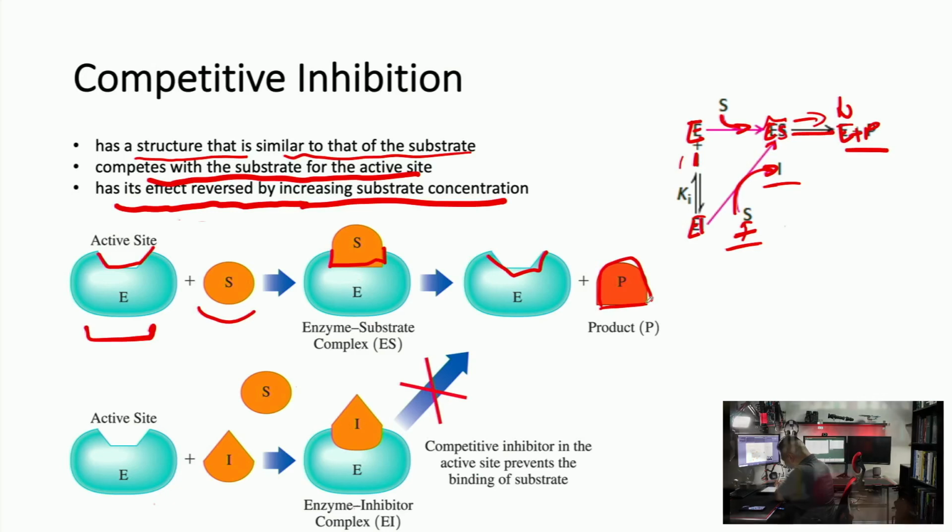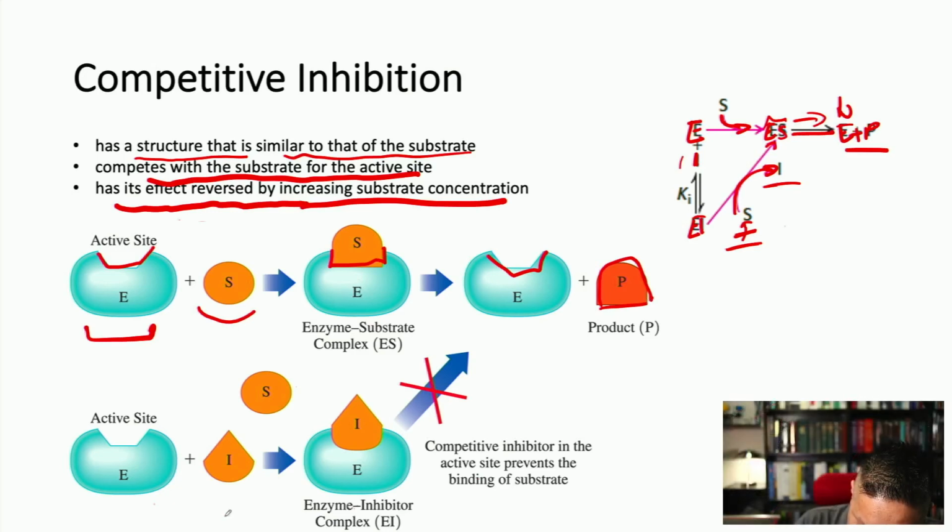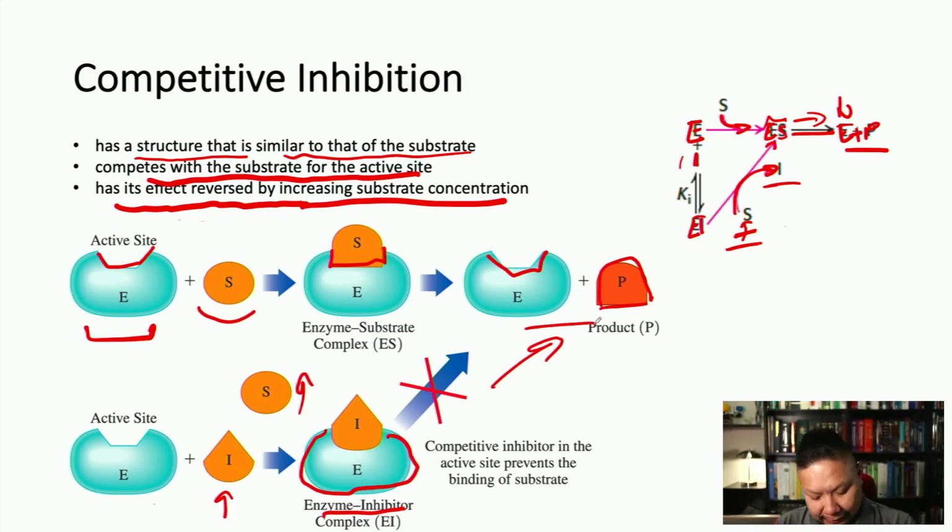But if I add in an inhibitor, this guy right here, it also induces a fit with the enzyme, making the enzyme inhibitor complex, right? And then I don't get the product. But if I add more of this stuff, more substrate, then I'll get the product, right? And that's the hallmark of competitive inhibition.